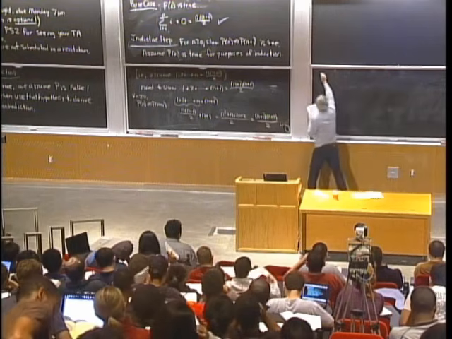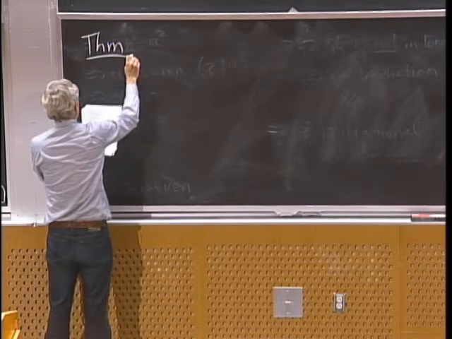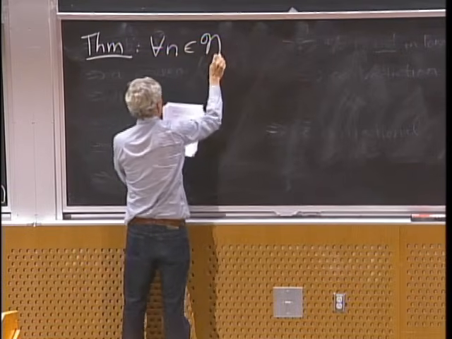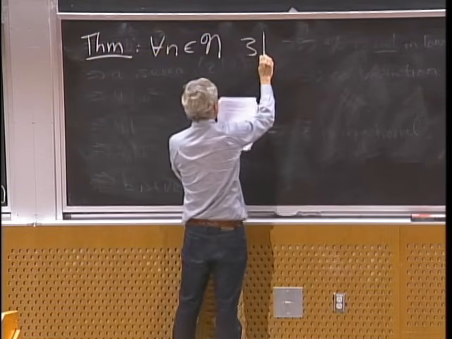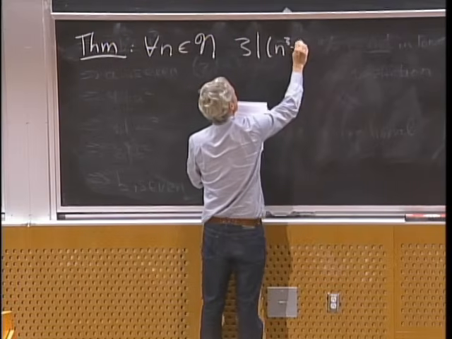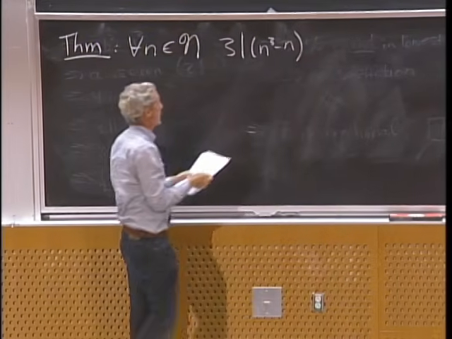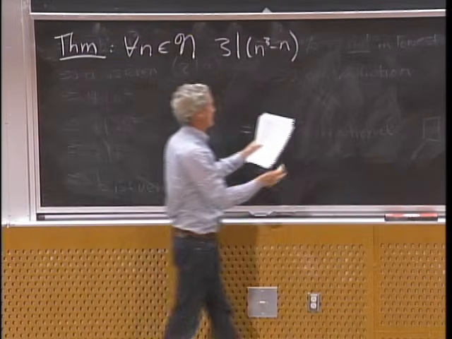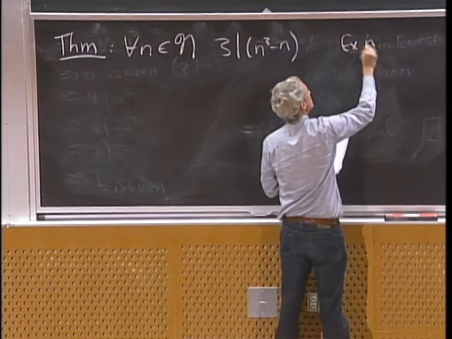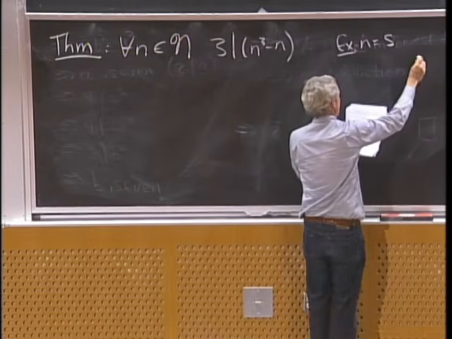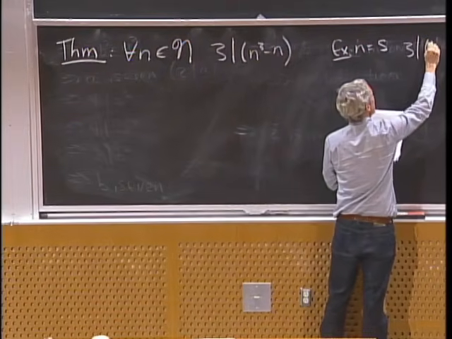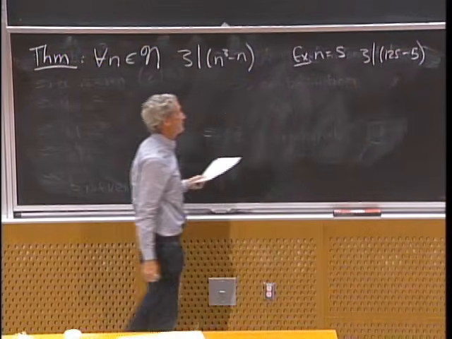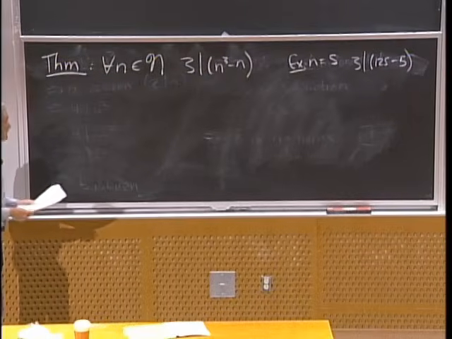Okay, so for all natural numbers n, 3 divides n cubed minus n. That means n cubed minus n is a multiple of 3. For example, n is 5. 3 divides 125 minus 5, because it's 120. Let's prove that.